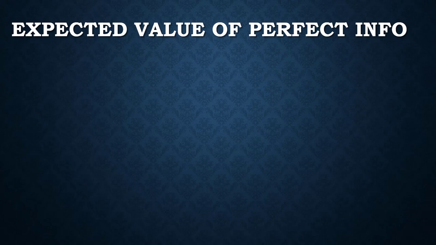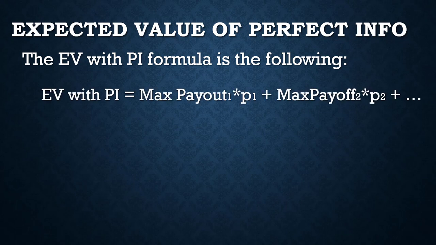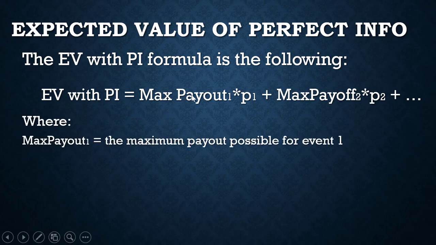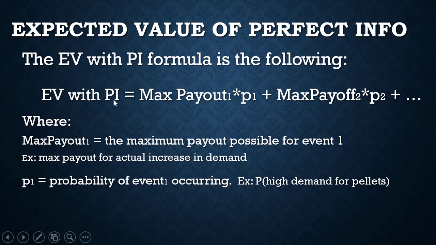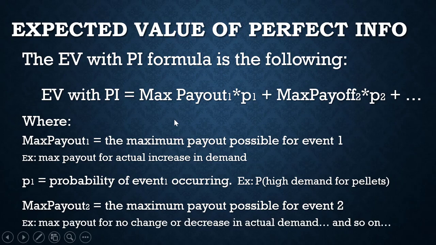Okay, now let's talk about the formula for the expected value with perfect information. So here it is, and let's talk about what these terms are in here. Okay, so what we do is we look at all of the max payouts for each outcome. We look at the payouts for each outcome, take the maximum of those, and times it by the probability of the outcome occurring. Do that for each one, sum up those products, and that gives you your expected value with perfect information. Okay, let's start trying this out in Excel here.